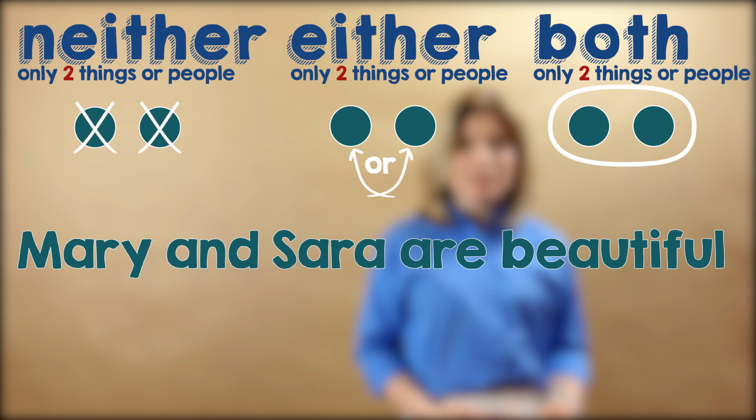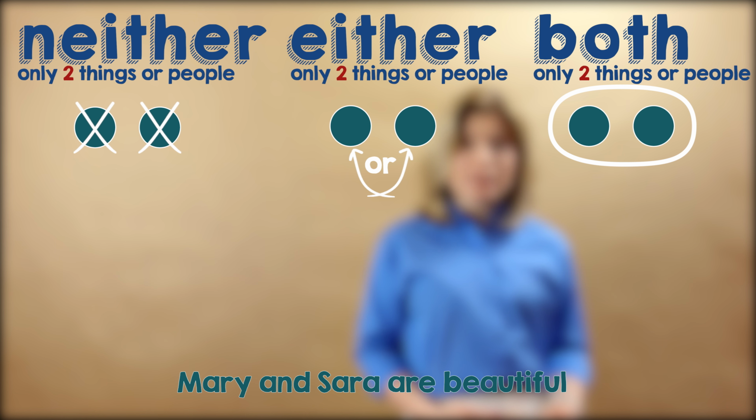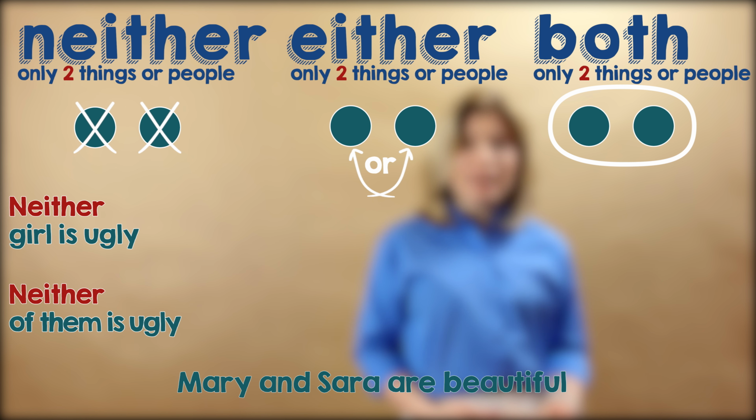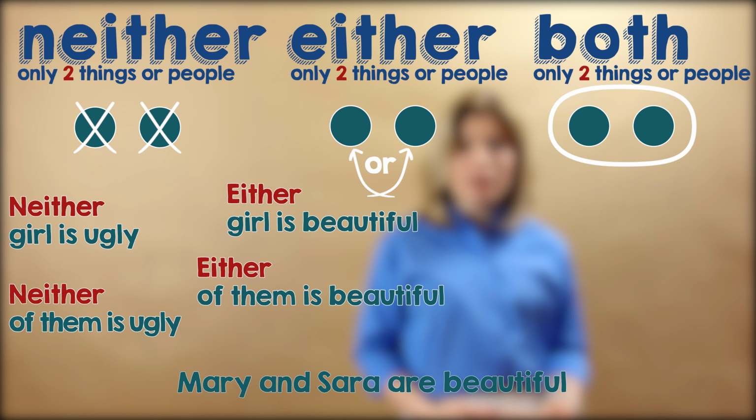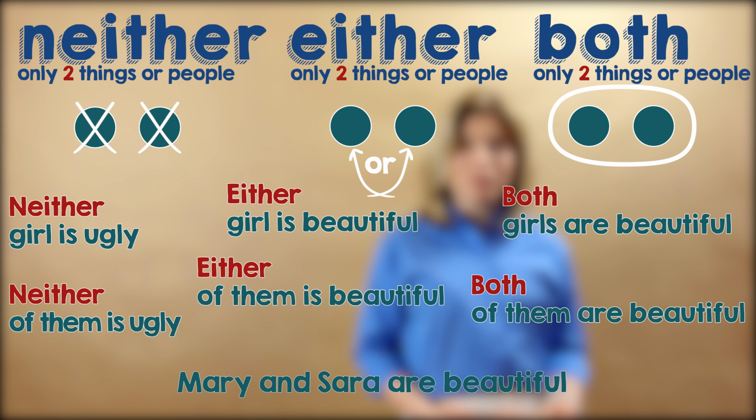Let's take a sentence. Mary and Sarah are beautiful. We can say, neither girl is ugly. Neither of them is ugly. Either girl is beautiful, either of them is beautiful. Both girls are beautiful, or both of them are beautiful.